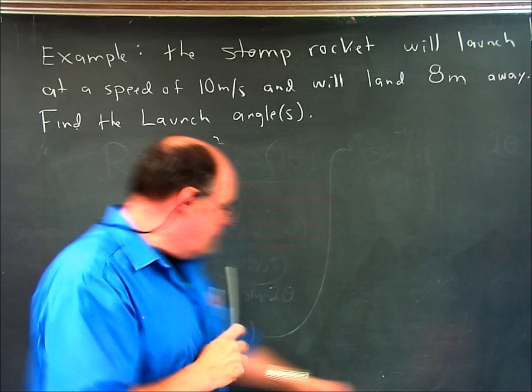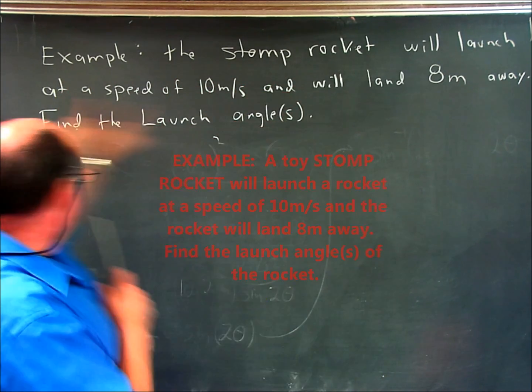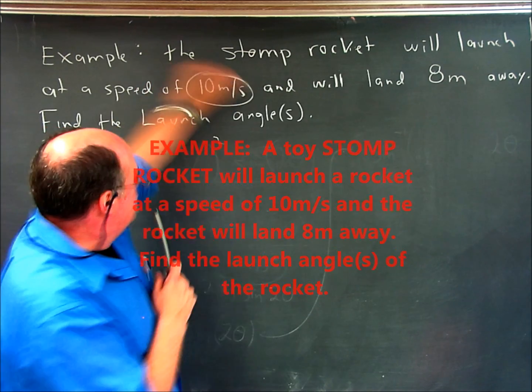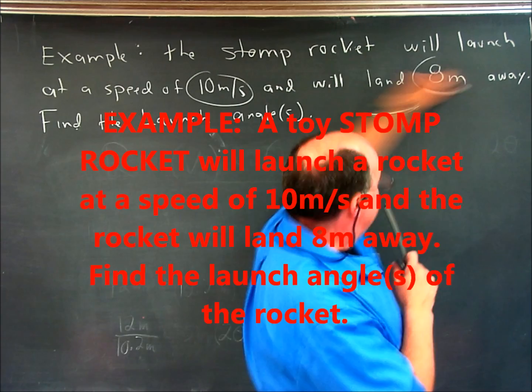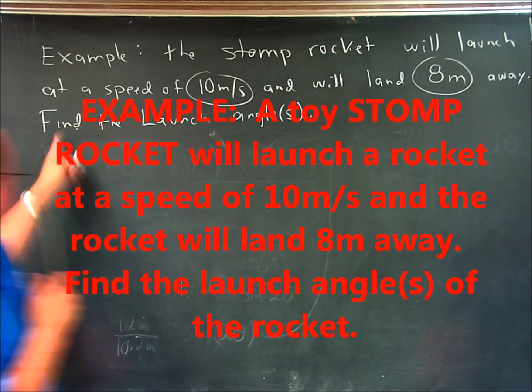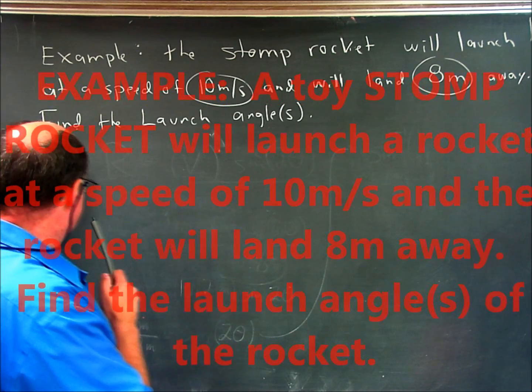So this kid's toy says that the Stomp rocket is going to launch at a speed of 10 meters per second. So we've got the initial velocity, and it's going to land 8 meters away. So we've got our range, and they're asking at what angle or angles, 2 angles, might this thing be launched at. So we'll use the range formula.